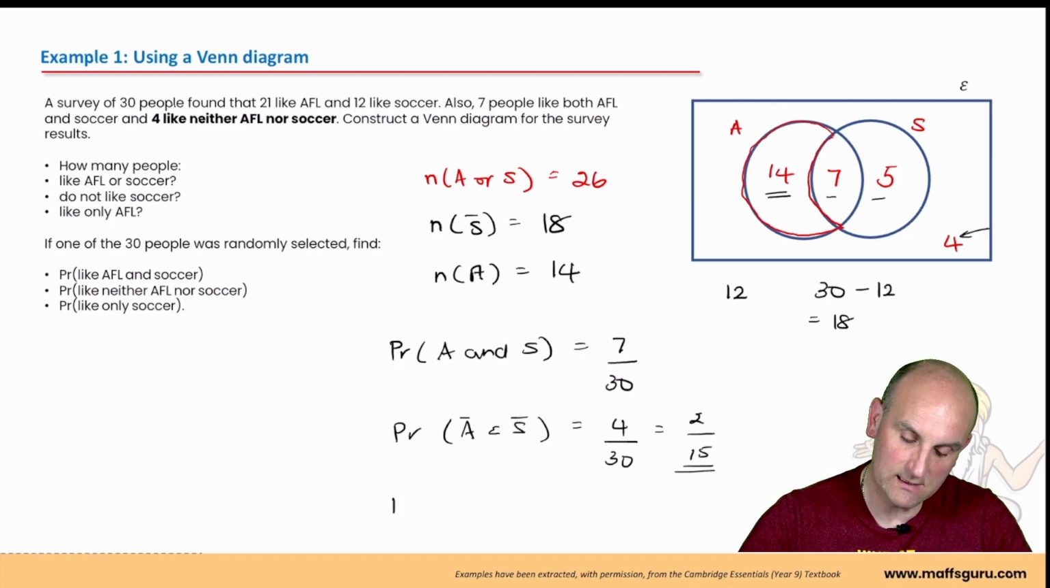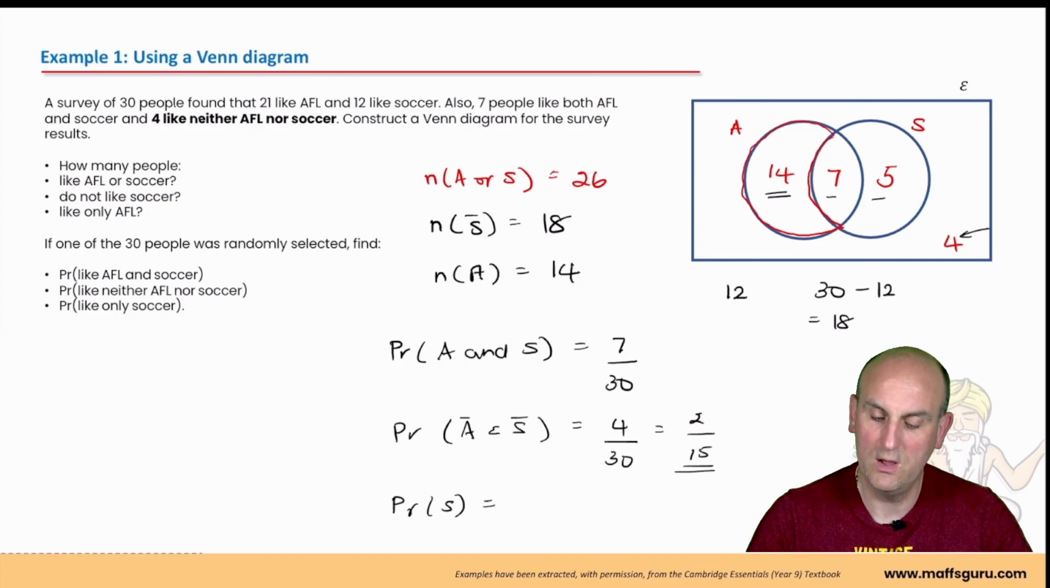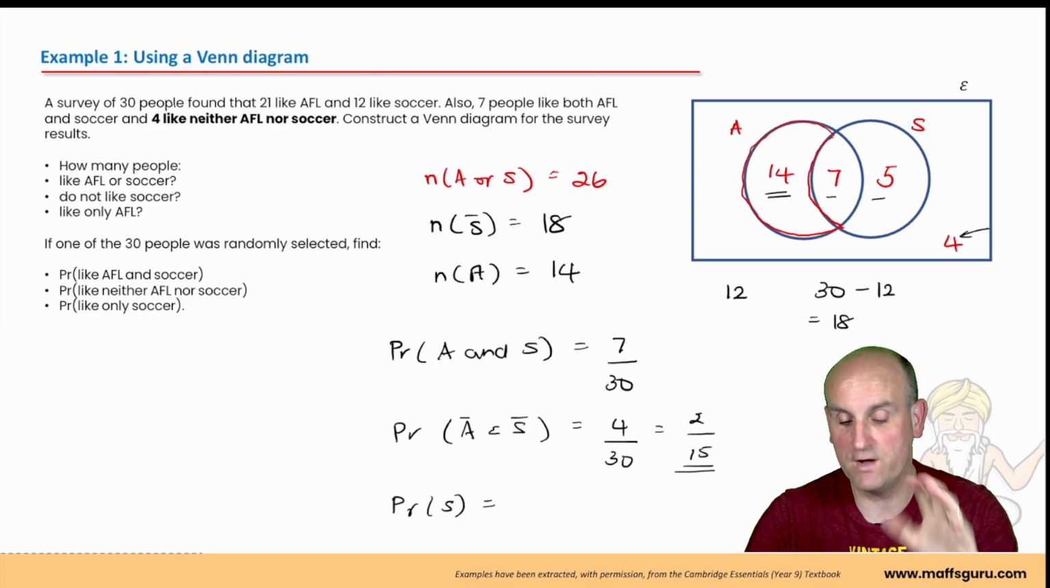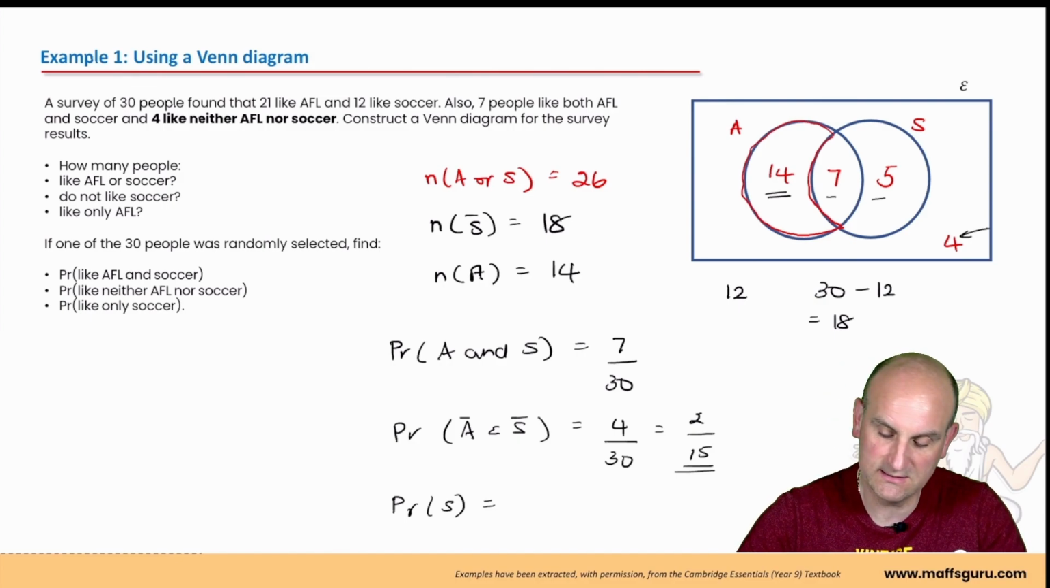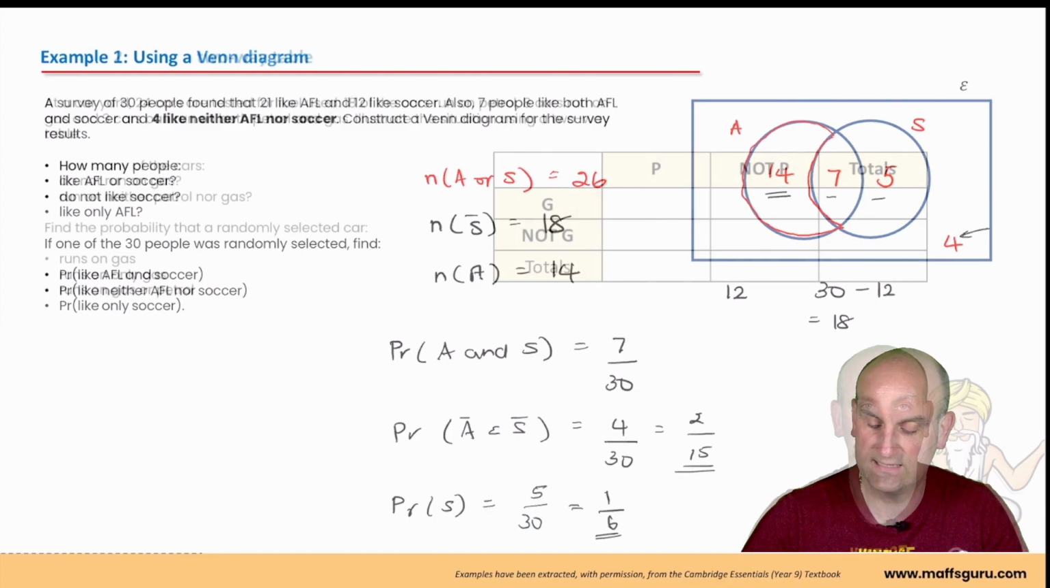And the probability that they only like soccer, well, how many people only like soccer? In that situation, there are 5 people, all right? So they can't like both, just the people who like soccer. So it's 5 people out of 30. They both divide by 5, which gives me 1 out of 6.